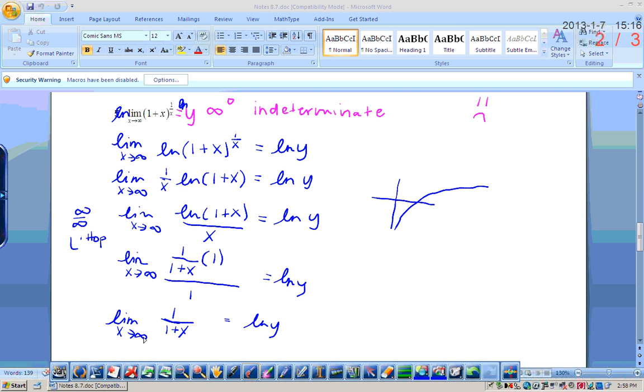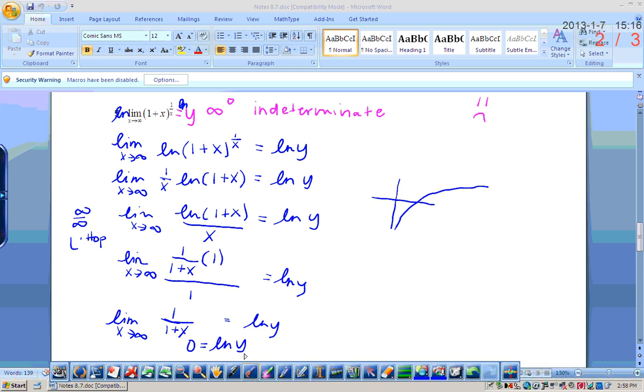So now I can take this limit. As x approaches infinity, 1 over 1 plus x is going to approach 0, because I effectively have 1 divided by infinity, or 1 divided by a number that's getting bigger and bigger and bigger. So 1 over a huge number is 0. So I have that 0 equals the natural log of y. Some people will stop there and say that the answer to this problem is 0. But the answer is not 0.